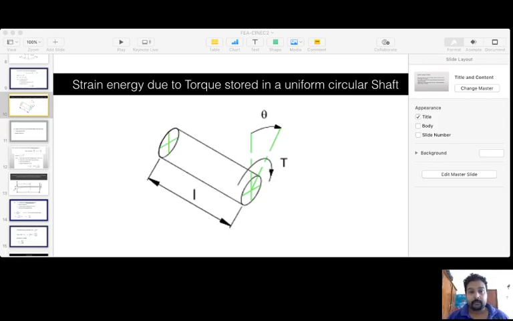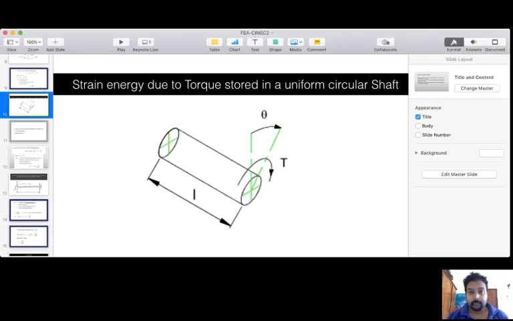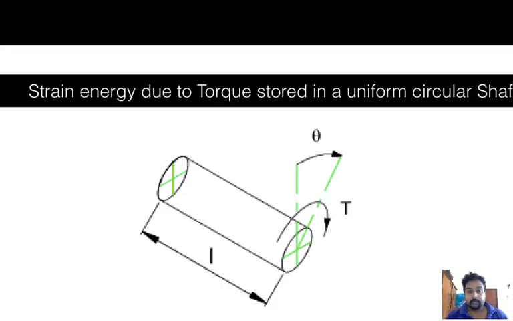So we have completed two items. Now we look at strain energy due to torque stored in a uniform circular shaft. If you look at this diagram, you will see that there's a shaft in which a torque T is applied, and there's a torsional deflection theta, and the length of the bar is L.